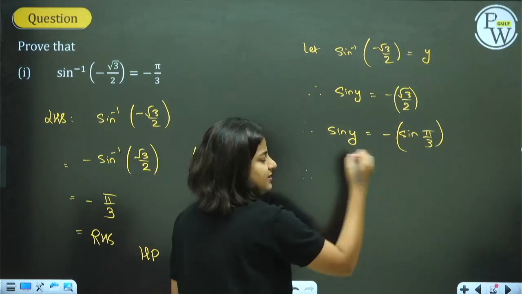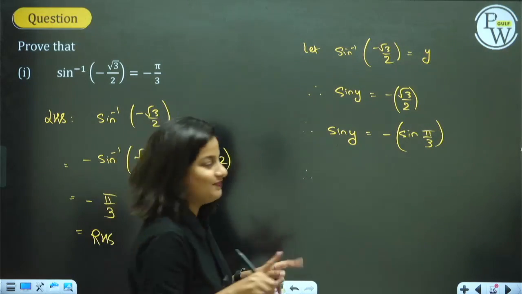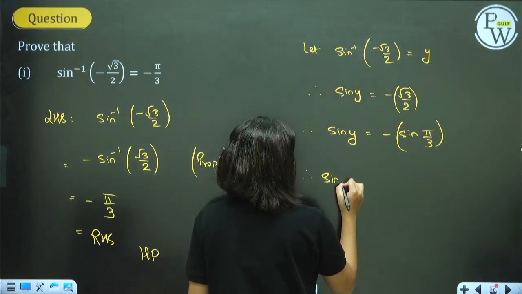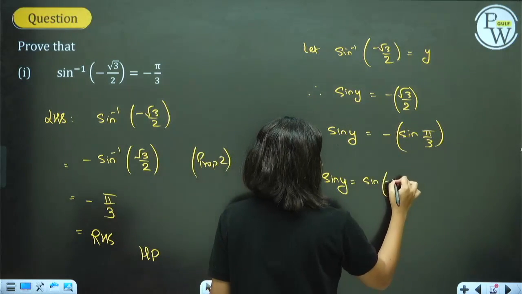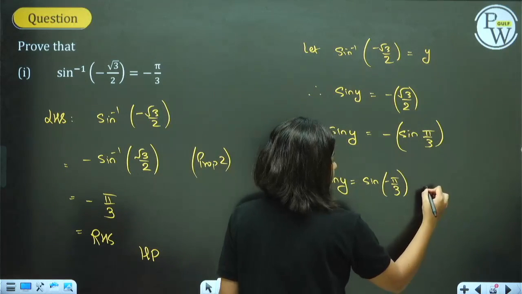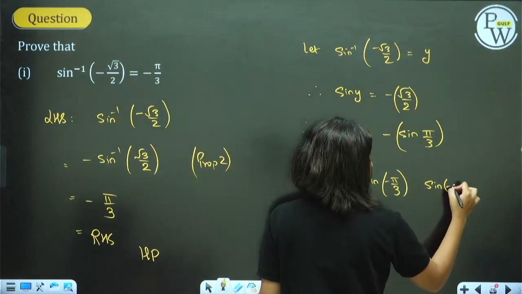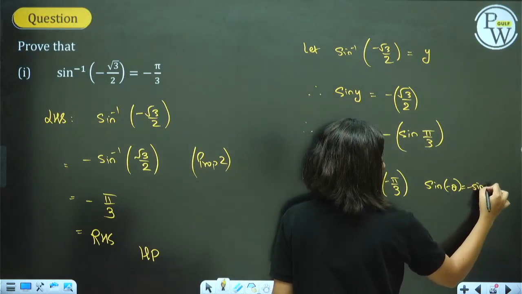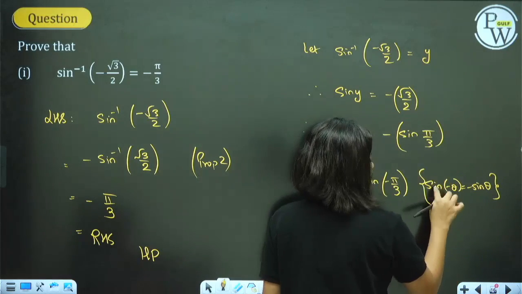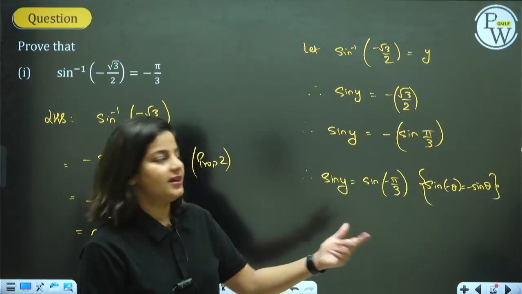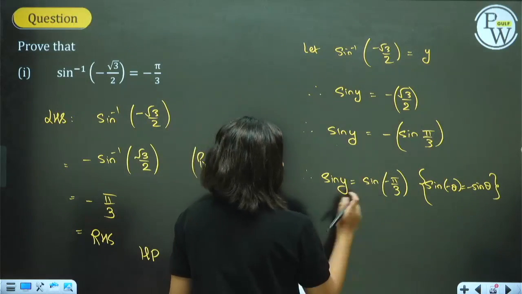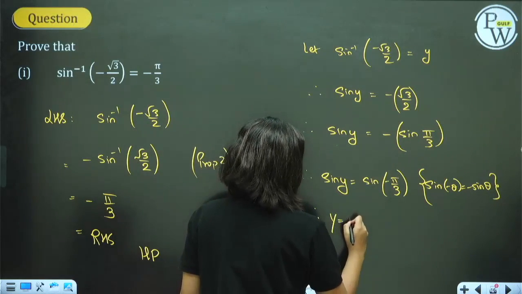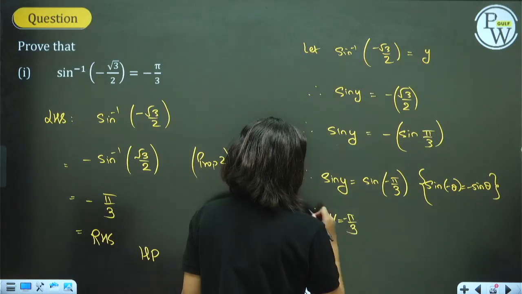Can I cancel the sin from both sides? Not yet. In order to cancel, you have to take care of the minus sign. This minus sign will go inside. Reason? Sin of minus theta is same as minus sin theta. So if outside minus sign, it can go inside. Now the sin will cancel out and the answer is minus pi by 3.